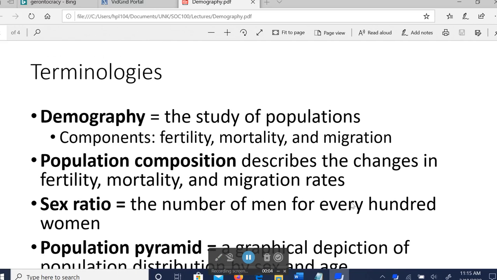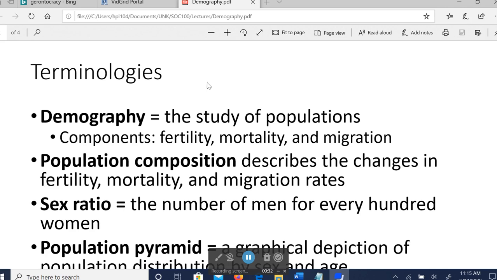Okay, demography is not a very popular concentration or specialty within sociology. So, I don't know if you know what is demography. This is what we mean by demography.